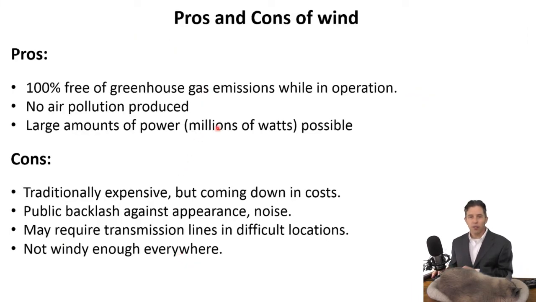So pros and cons of wind. A windmill takes resources to build it, but once it's built, as long as it's running, no greenhouse gases at all. You can get millions of watts out of a single windmill.